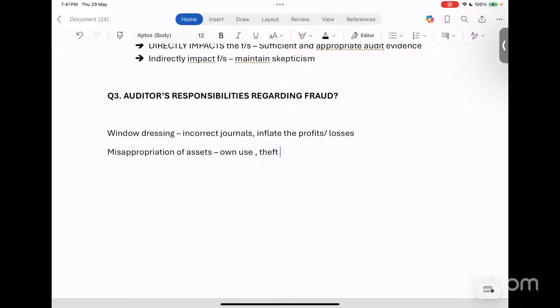Now, who has the responsibility of this? That's a very valid question. Who is responsible for it? So can you tell me, is the management responsible or the auditor? Of course, it's the management who has the responsibility of fraud.